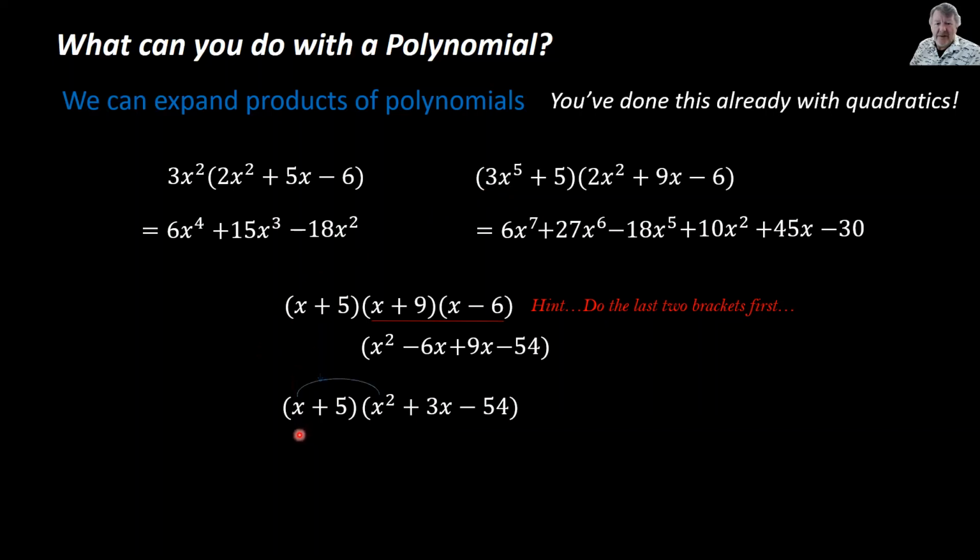Start with the x, start with the first one. x times x squared is x cubed. x times 3x is 3x squared. Then x times negative 54 is minus 54x. Move on to the 5. 5 times x squared is plus 5x squared. 5 times 3x is 15x. 5 times negative 54, I'm going with negative 270.